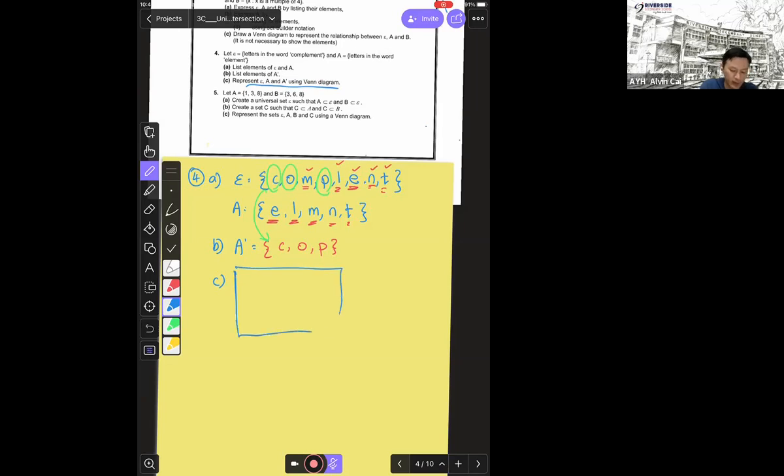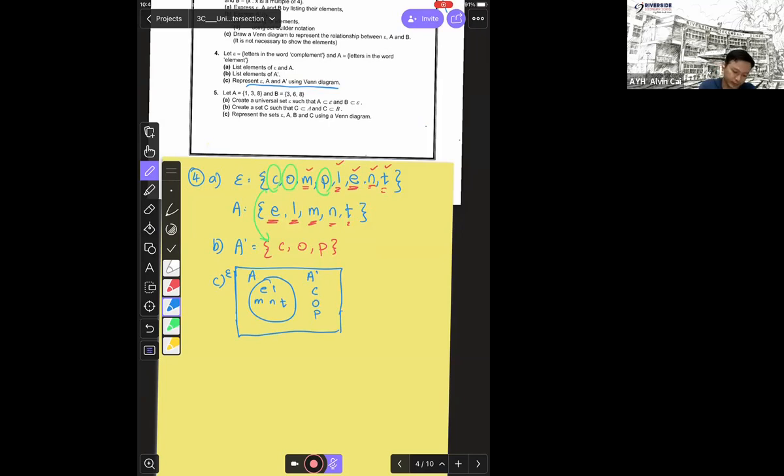Just draw a rectangle. So there's only one circle in this particular question because there's only one set. So just list down all the alphabet inside: E, L, M, T. And the A complement, we will not draw a circle, but we just list down the alphabet. That will be our A complement itself. Okay, so that will be for this question 4.